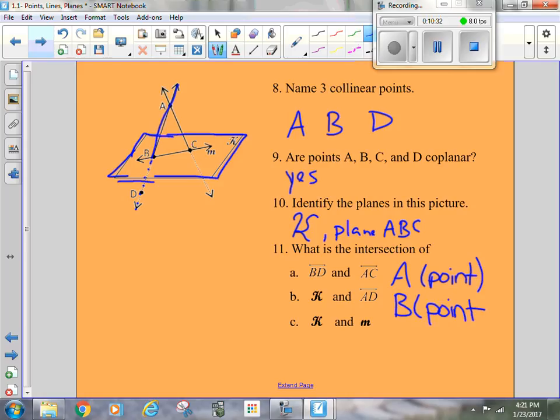And then last it asks for the intersection of plane K and line M. So we have plane K and line M. And notice that line M is a line on plane K. So M is actually our intersection line, M.